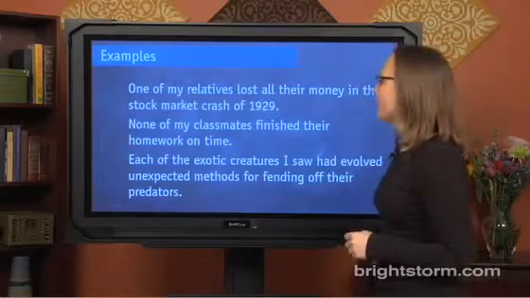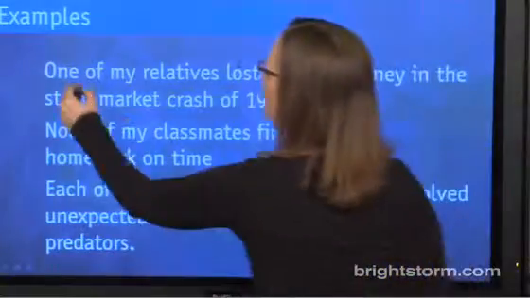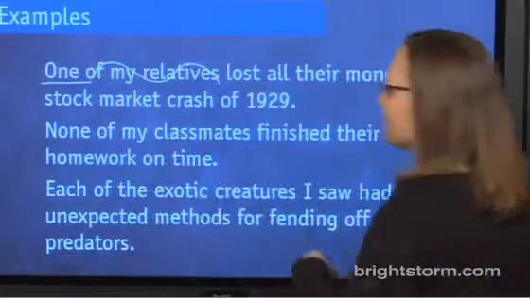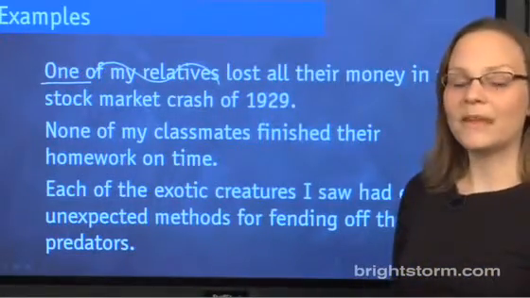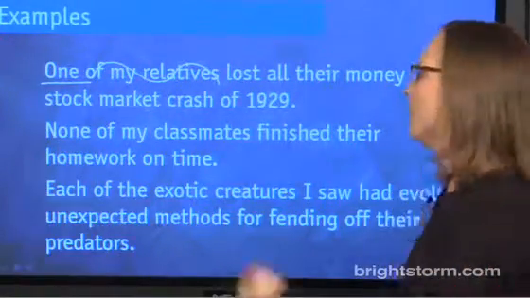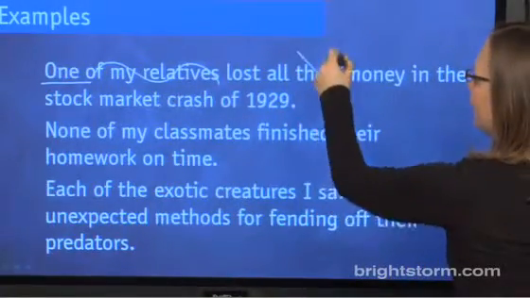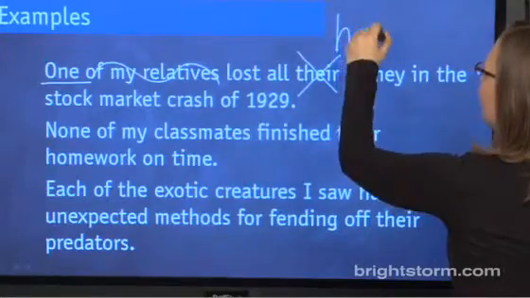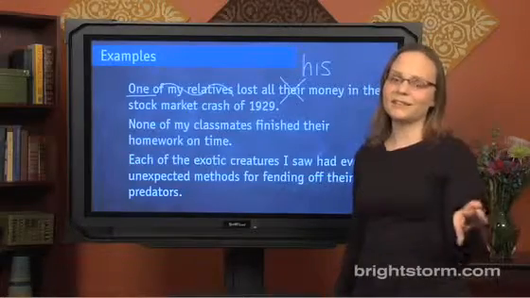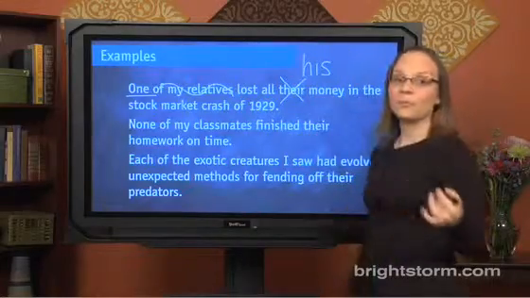First up, one of my relatives lost all their money in the stock market crash of 1929. So here we have the singular word one. And incidentally, we're not going to pay attention to of my relatives because it's a prepositional phrase. You may remember from the episodes on subject-verb agreement that prepositional phrases we don't pay attention to. Anyway, one is singular, so we have to talk about a relative who lost all of his money if we know it's a guy, her money if we know it's a woman, or his or her if you don't know. But you could also say his, because his can be used as generic. Anyway, one is singular, his is singular, problem fixed.